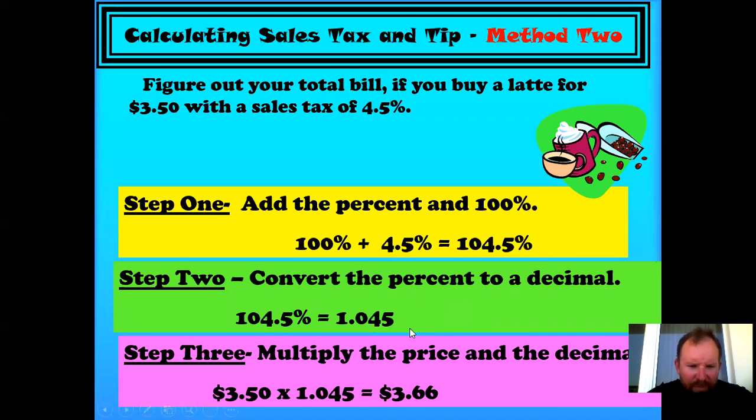All right, so my third step is to multiply the price times the decimal. So if what I'm buying costs $3.50, my latte costs $3.50, I'm going to multiply that times 1.045. And so my final cost will automatically be calculated in that multiplication. I don't have to go back and add it in this situation. So for these, 350 times 1.045 is 366, and my final cost for the latte is $3.66.